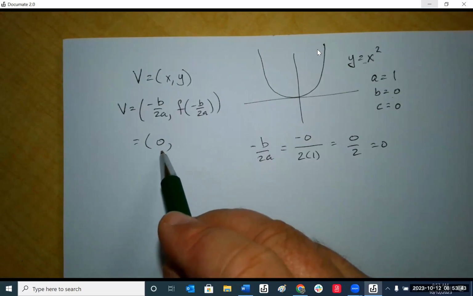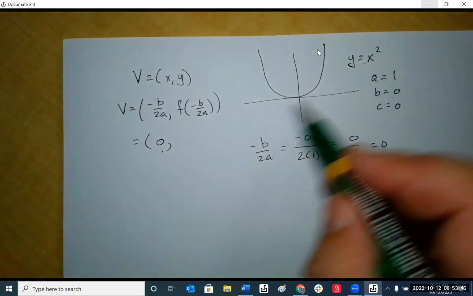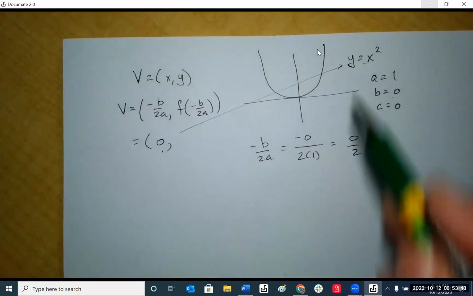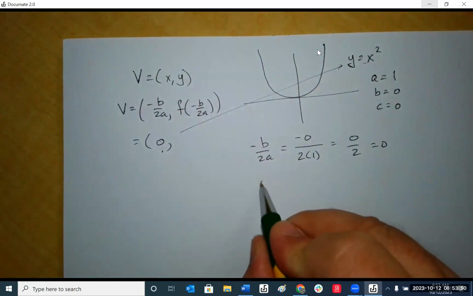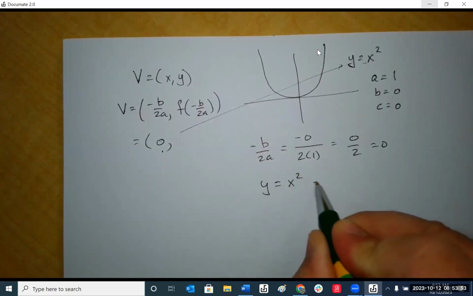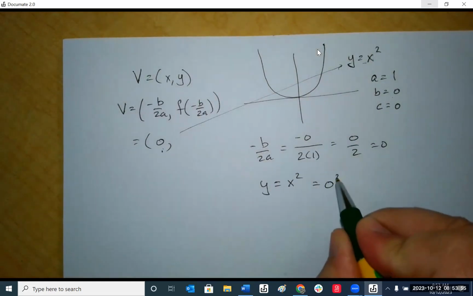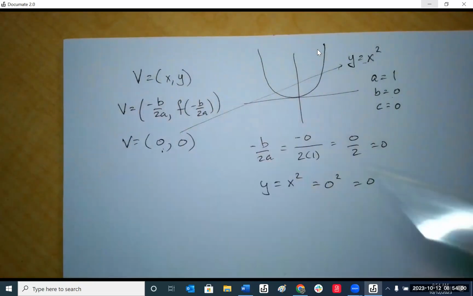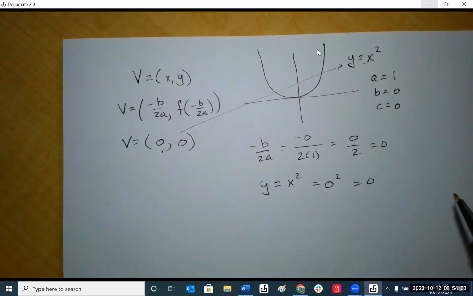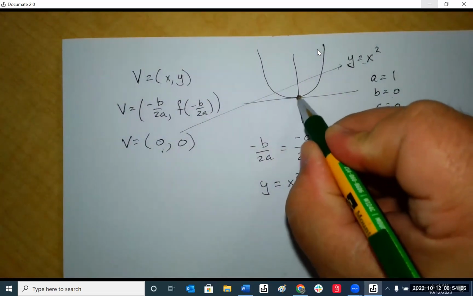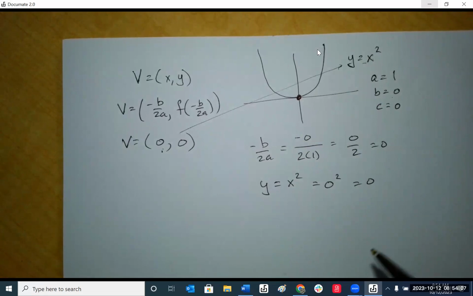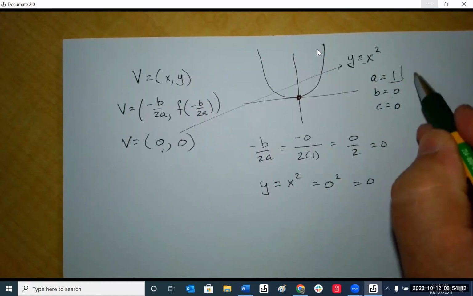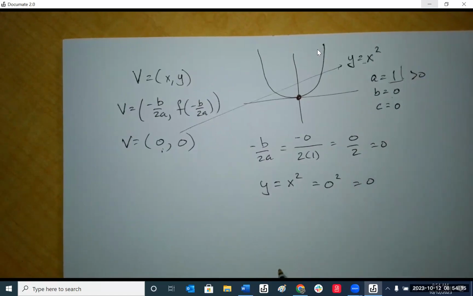Once you find the x value, plug it back into the equation you started off with. So y equals x squared. X is 0. 0 squared is 0. So it's (0, 0). That's the vertex. Yep, that's exactly what we said it is. And we know it's going to be a minimum because A is positive. A is greater than 0. So we have a minimum.